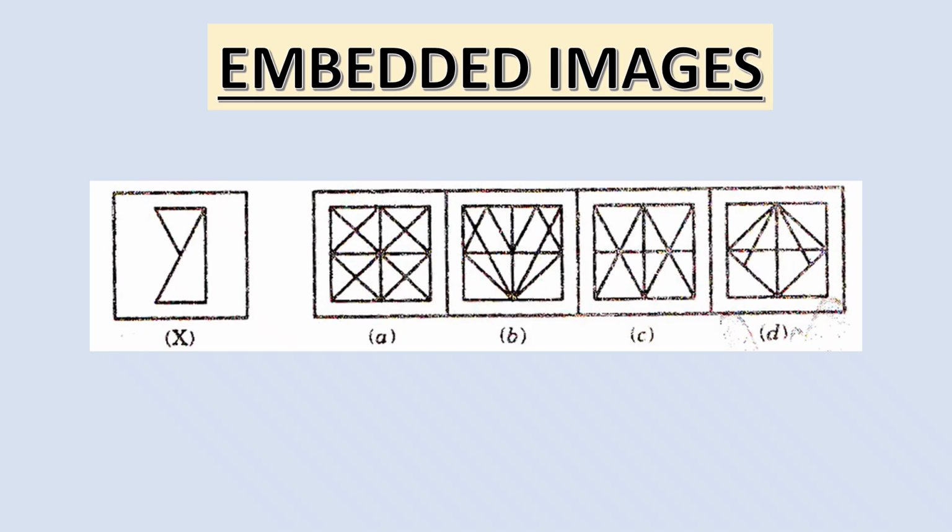So embedded images means what? In the X figure, whatever they have given, that has been embedded in the answer figures. That means the X figure has been hidden in one of these four options in the answer figures, and you need to find that out.